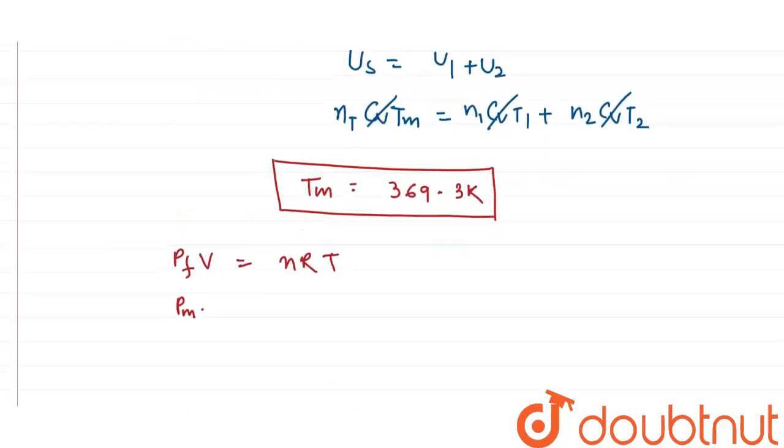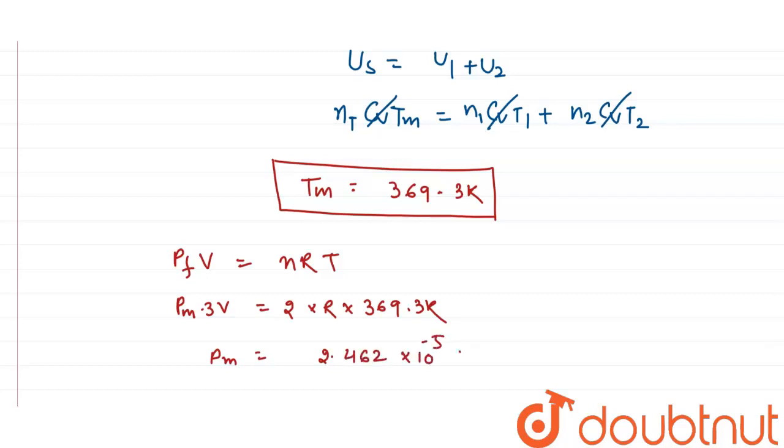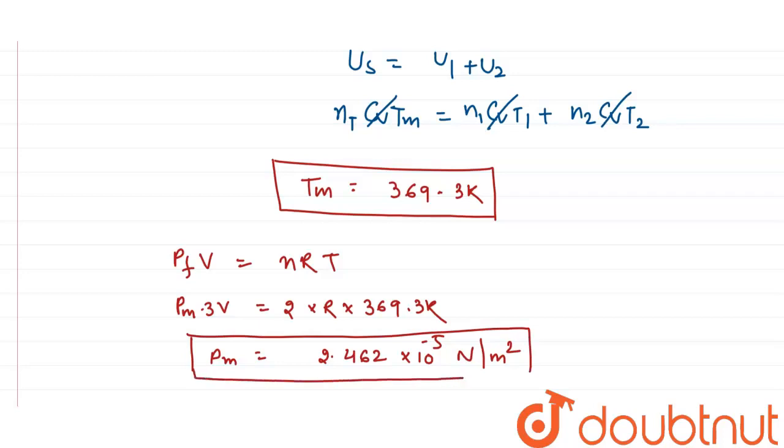So we put the volume as 3V: Pm times 3V equals nRT. The number of moles is 2, into R, into the temperature. We already found the temperature of the mixture, that is 369.3 Kelvin. After putting all the values we get Pm equal to 2.462 into 10 to the power minus 5 Newton per meter square. So this is our pressure of the mixture.